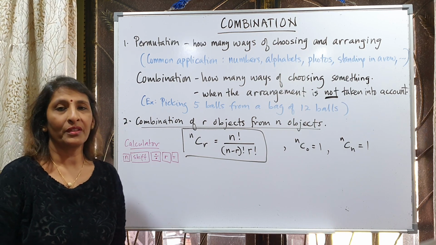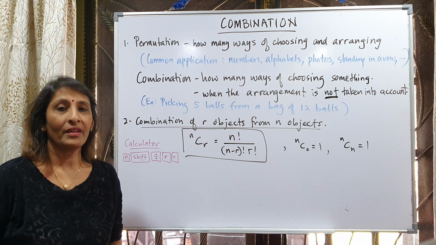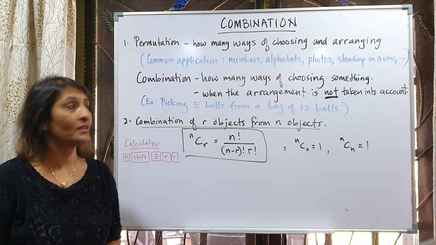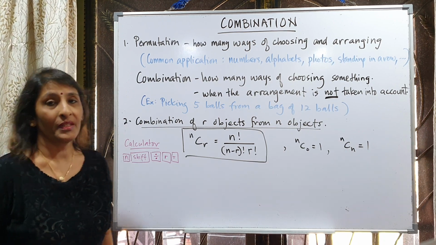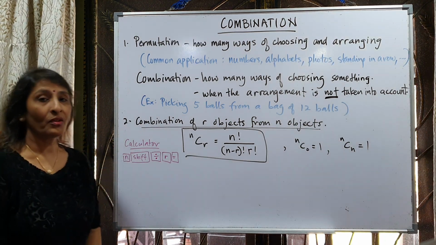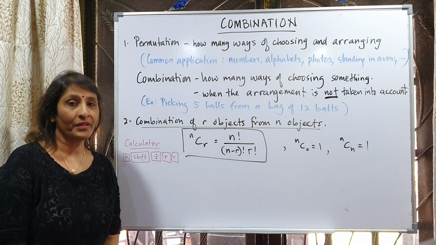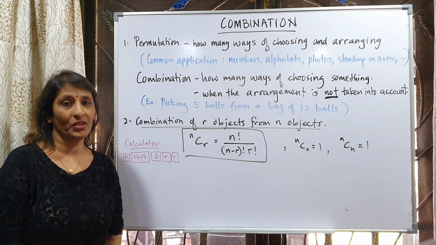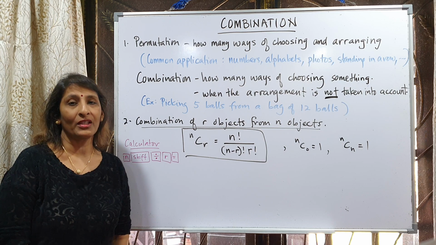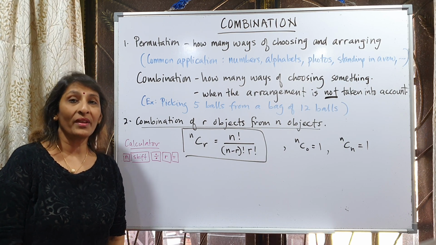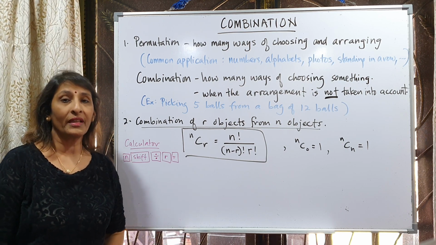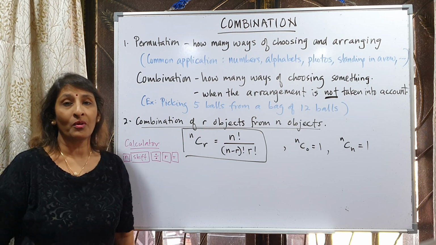Alright, today we are going to do the topic of combination. We have done permutation already, so this is the second part of combination. First of all, you have to know the difference between permutation and combination. Both of them are actually finding out how many ways of choosing something. Both of them are the same, but there is a small difference.